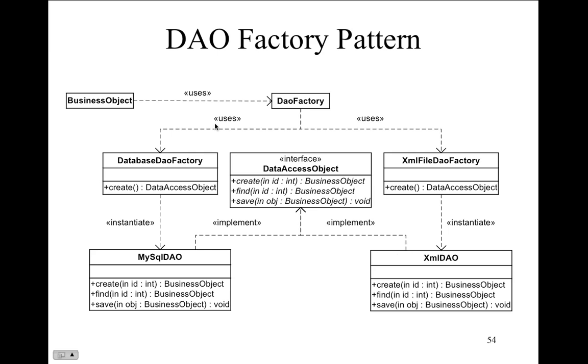So here's the business object that uses the DAO factory, which is going to be serving up our data. And we have the database DAO factory. We have the database object itself, the XML file interface that's going to be used to connect with the database object. And we have the XML DAO connection to the DAO factory, the MySQL DAO.